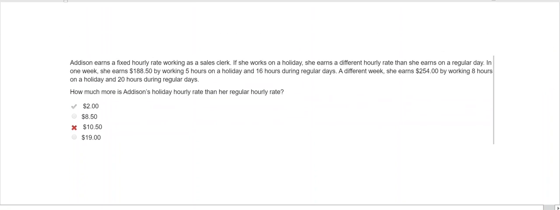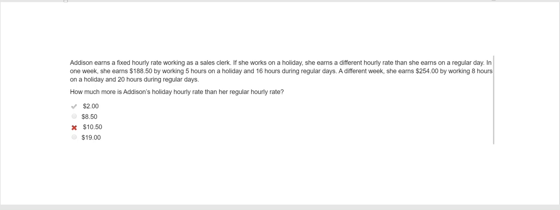So this question says, Addison earns a fixed hourly rate working as a sales clerk. If she works on a holiday, she earns a different hourly rate than she earns on a regular day. In 1 week, she earns $188.50 by working 5 hours on a holiday and 16 hours during regular days. A different week, she earns $254 by working 8 hours on a holiday and 20 hours during regular days. How much more is Addison's holiday rate than her regular hourly rate?